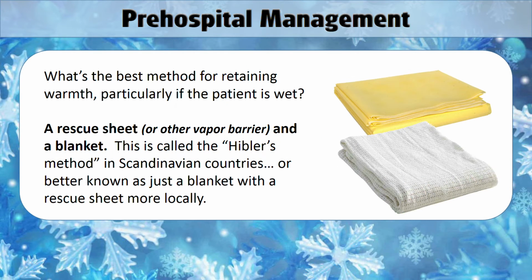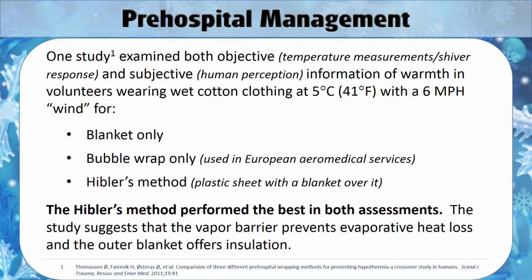So pre-hospital management. We talk about getting wrapped. You know, most people during the wintertime are making winter cots. As part of this winter cot, something we need to think about is a rescue sheet or other vapor barrier devices. And this is where this actual study was done. The person was wearing cotton clothes at 5 degrees Celsius or 41 degrees Fahrenheit with a 6 mile an hour wind. 6 mile an hour, that's not even a wind in West Texas. That's just starting to get to a normal day, a light breeze.